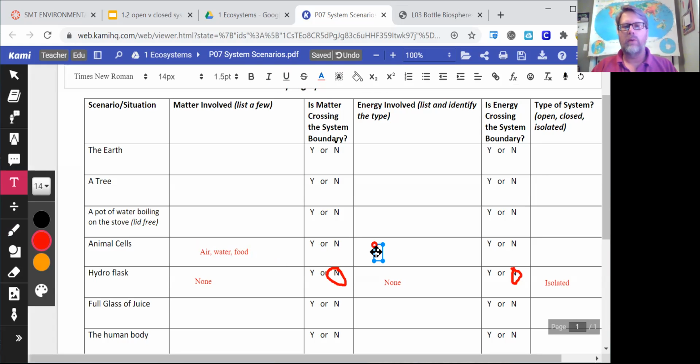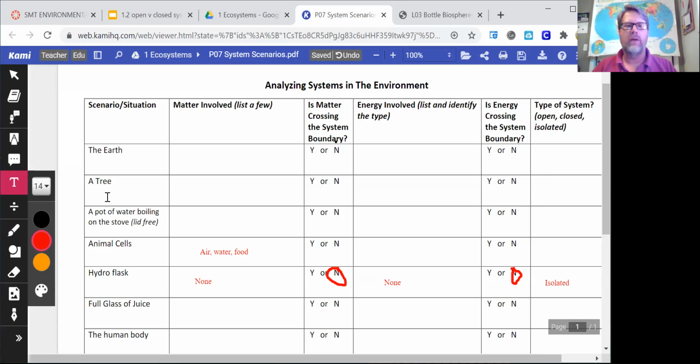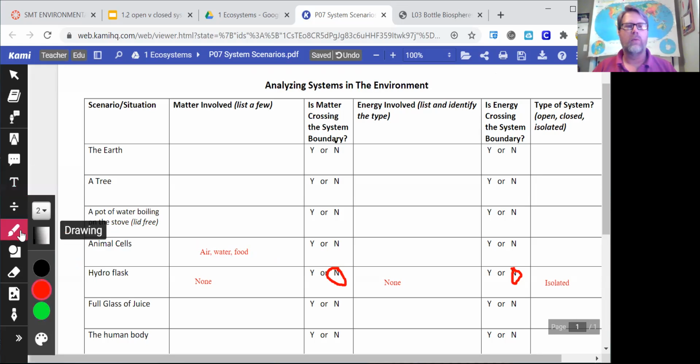A lot of people want to put air over here. That is not correct. Air is not a form of energy. Air is a form of matter. So let's make sure we're getting that right. Air goes over here. So yes, matter is crossing the boundary.